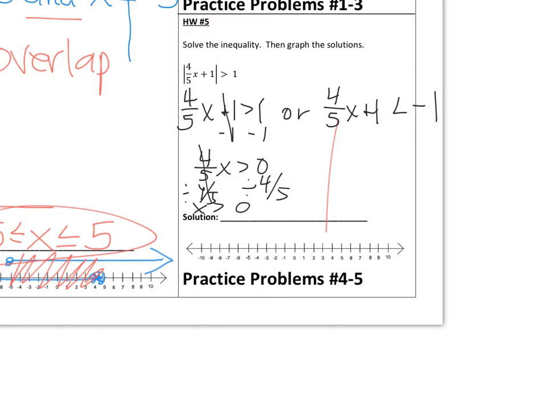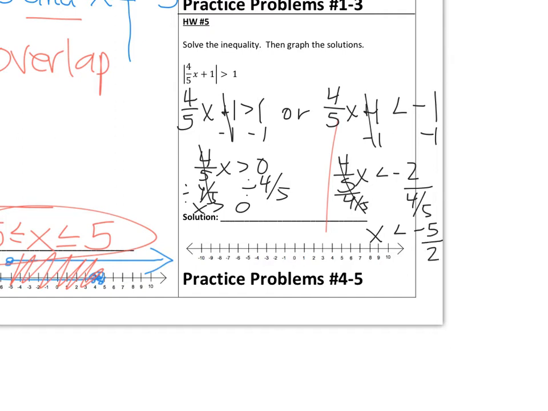Do that again on this side, subtract 1. 4/5 x is less than -2. Divide by 4/5, and x is less than, it's -10 over 4, but that reduces to -5 over 2.